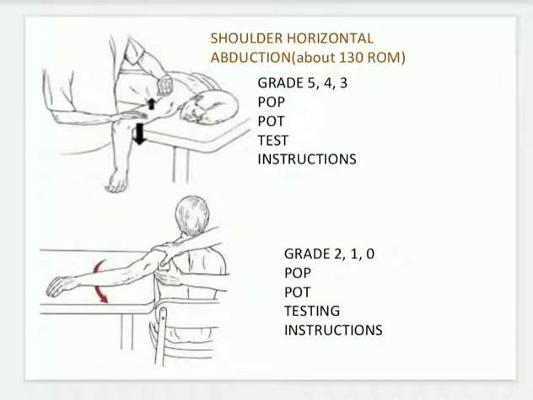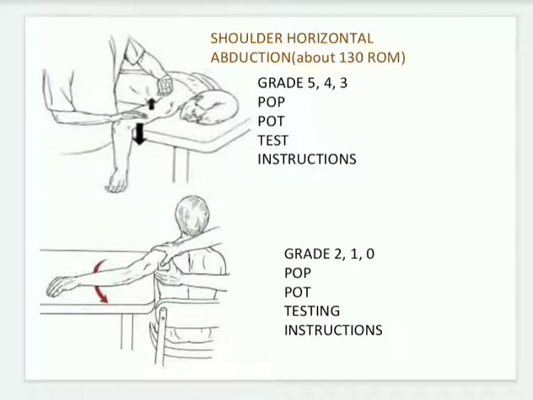Next, shoulder horizontal abduction, about 130 degrees of range of motion. What happens? Position of patient will be prone and the arm abducted to 90 degrees, and the hand will be on the outside. The patient faces to either one side. And the therapist is standing, giving the resistance at the arm. The testing is that the patient should abduct the arm to its limited range of motion.